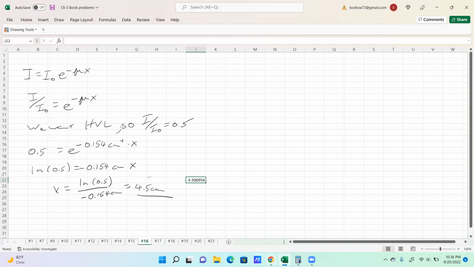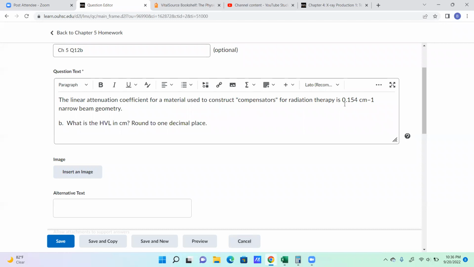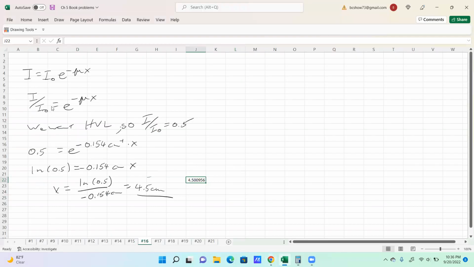Question 16. What is the half-value layer in cm? Well, to find the half-value layer, we know that the amount transmitted is going to be 50%. So we know that this ratio is going to be 0.5, so we set it equal to 0.5. This is our linear attenuation coefficient. We need to find the value of x.